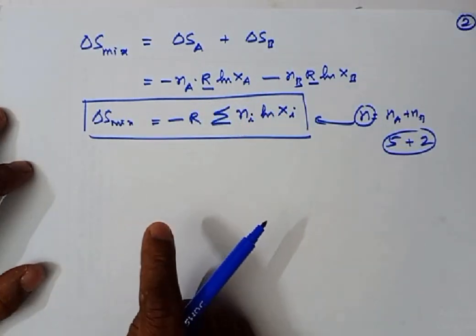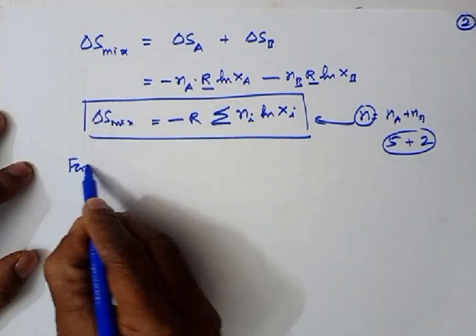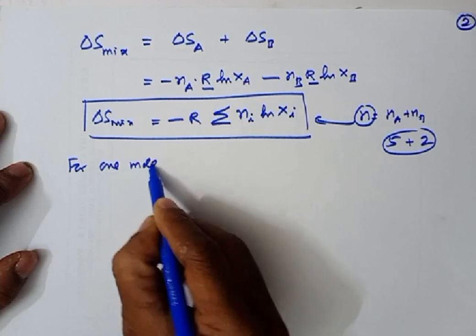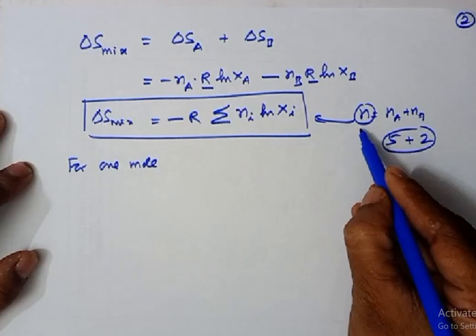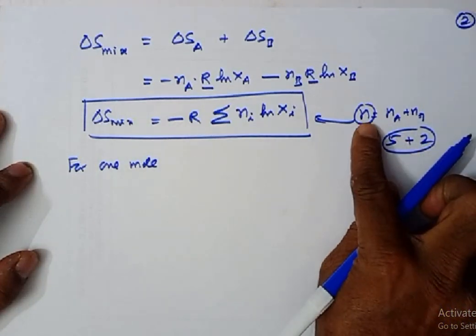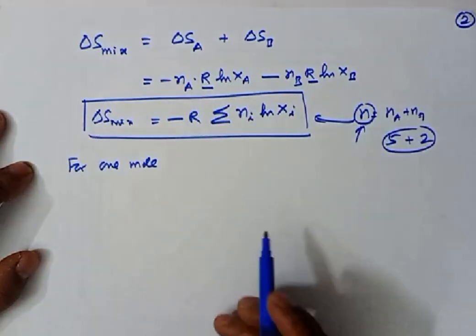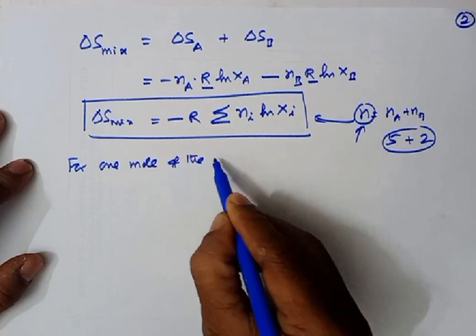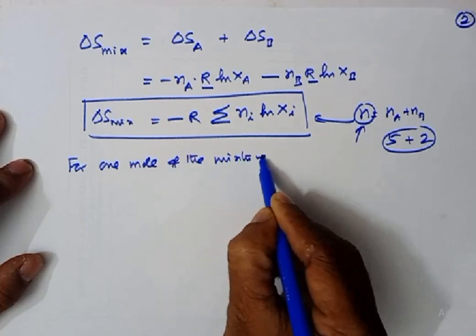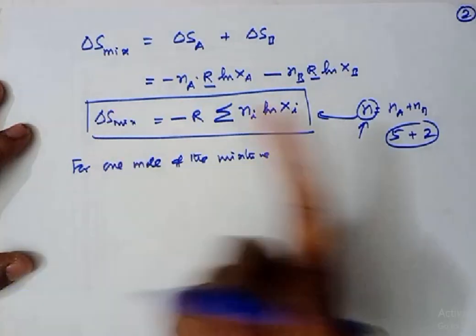But sometimes they'll ask you to find the change in entropy of mixing for 1 mole of mixture. Here 7 moles of mixture is there. For 1 mole, what to do? This is n mole, where n is the number of moles of the mixture. For n mole, this is the formula. Now I am asking for 1 mole. For 1 mole of the mixture, can anyone tell me what we have to do? Divided by Na plus Nb. Divided by n, that's all. Yes, Na plus Nb or n.